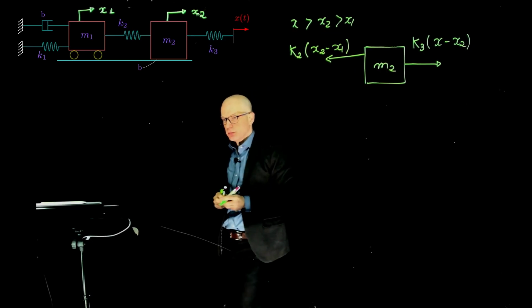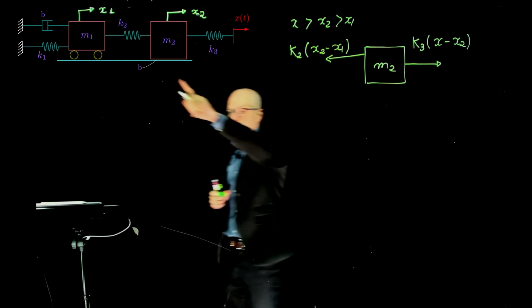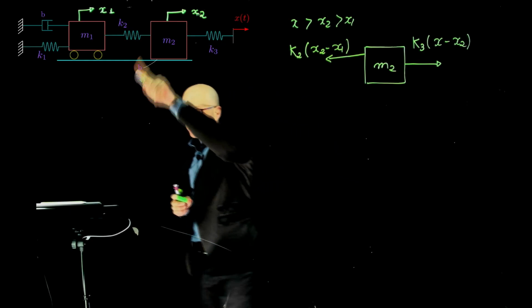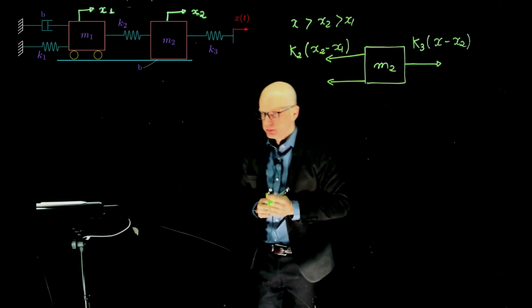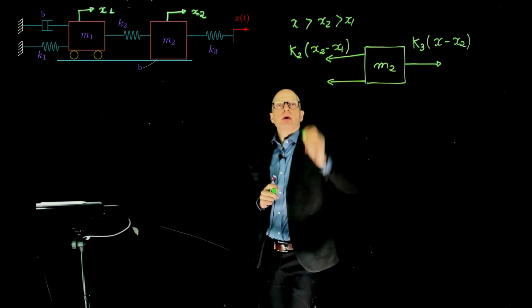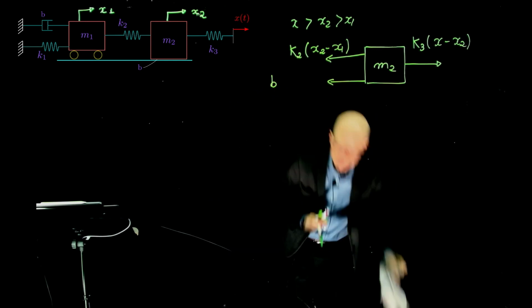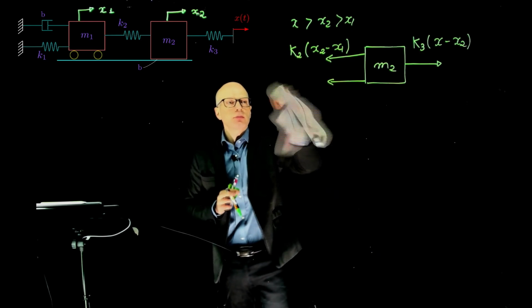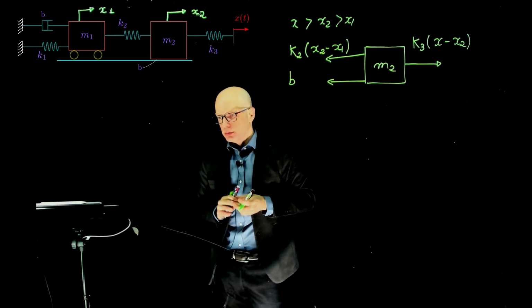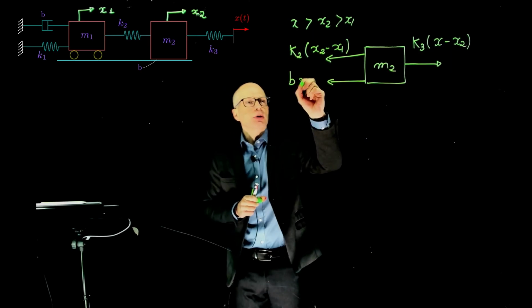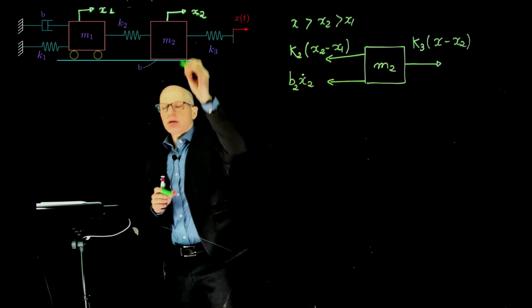What else is happening? Well, there's friction here. Friction in this case is always opposing motion. So if the mass moves to the right, friction goes to the left. And what is the magnitude of that friction force? I believe it would be B2 times x2 dot. X2 dot, exactly. It's called B2, let's give it a name.